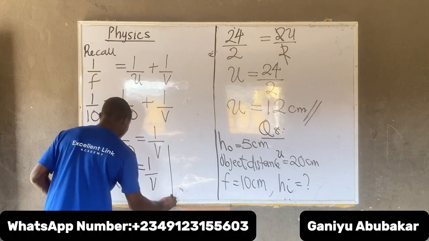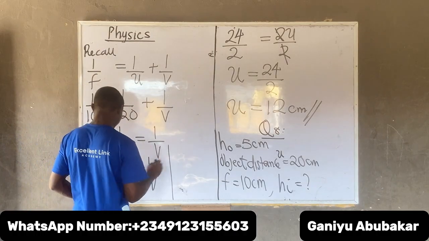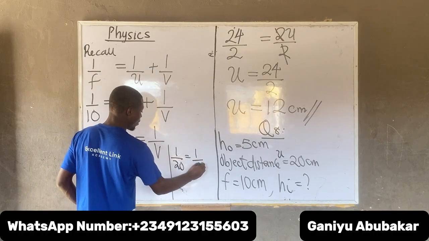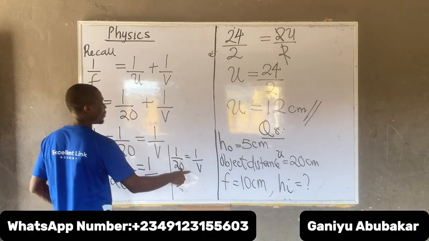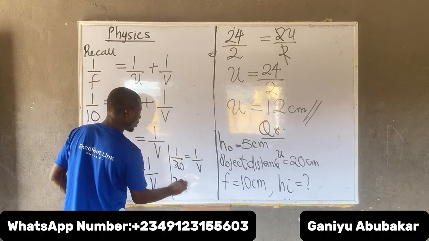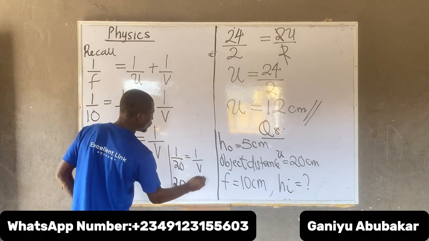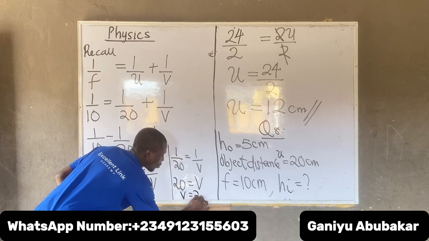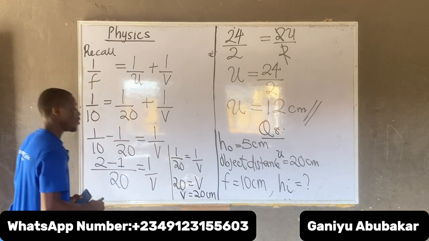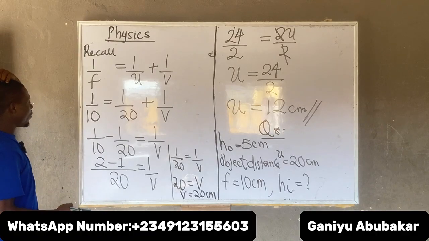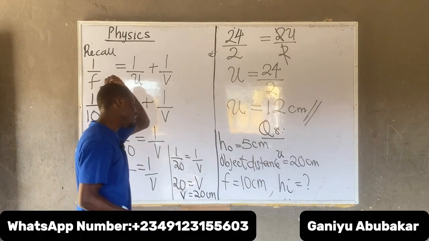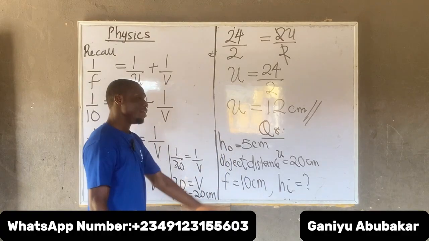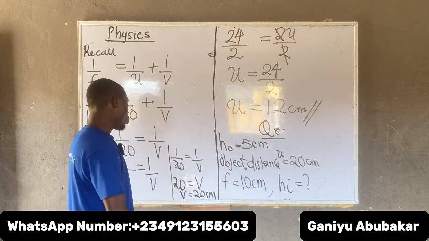So in other words, 2 minus 1 gives you 1 over 20, equal to 1 over v. Multiply: 1 times 20 gives you 20, equal to 1 times v, gives you v. So v is 20. Therefore, v is 20 cm. That's the value of v. Now, we're not asked to find v. We're asked to find the height of image. So what do we do there?